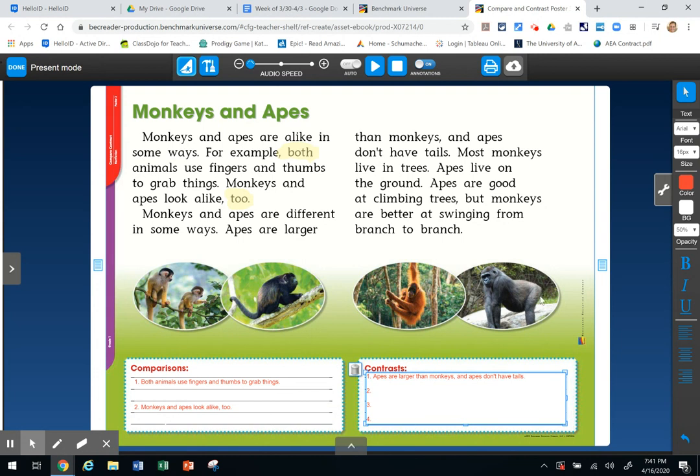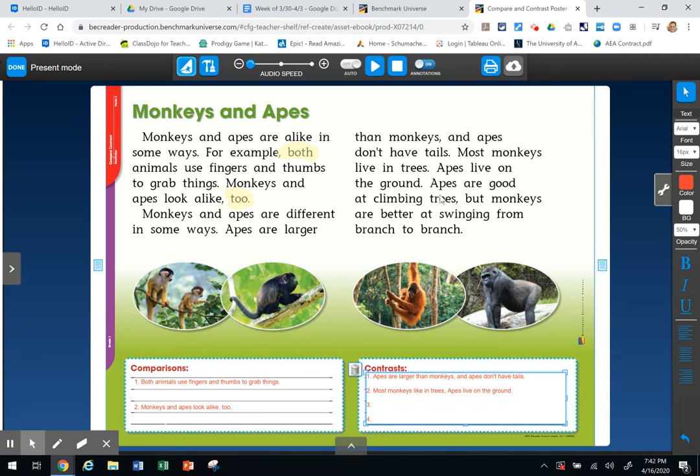If you look at the picture too, it shows you that. Apes do not have tails, whereas monkeys do have tails. Okay, then it says most monkeys live in trees. Apes live on the ground. So I'm going to add that. Most monkeys live in trees. Apes live on the ground. Okay, so that's how they are different. Monkeys live in the trees, and apes live on the ground.